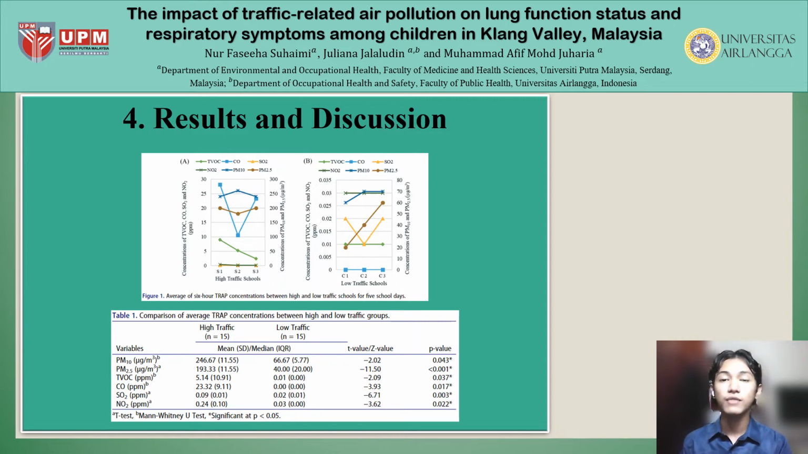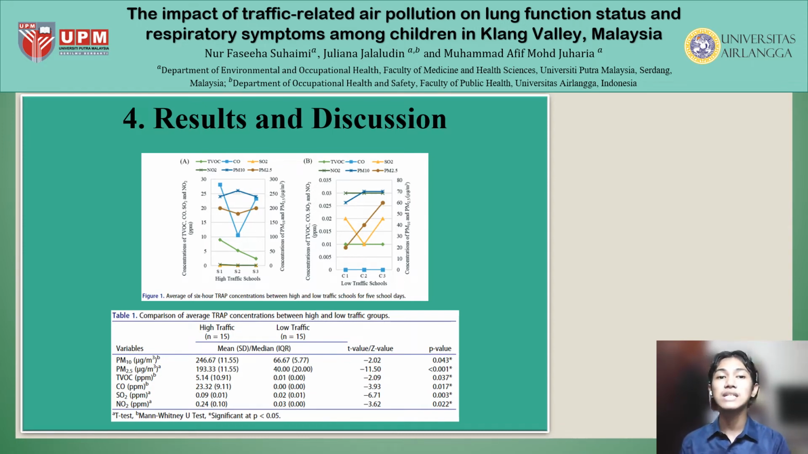As you can see in Figure 1, there were significant differences between the concentration of TREP in primary schools in both high and low traffic areas, reported on PM10, PM2.5, TVOC, NO2, SO2, and CO. In Table 1, we can say that if the p-value is under 0.05, there is a significant difference in the value. As we can see, every variable gave a p-value of under 0.05. This shows that there is a significant difference in all variables from high traffic areas to low traffic areas.